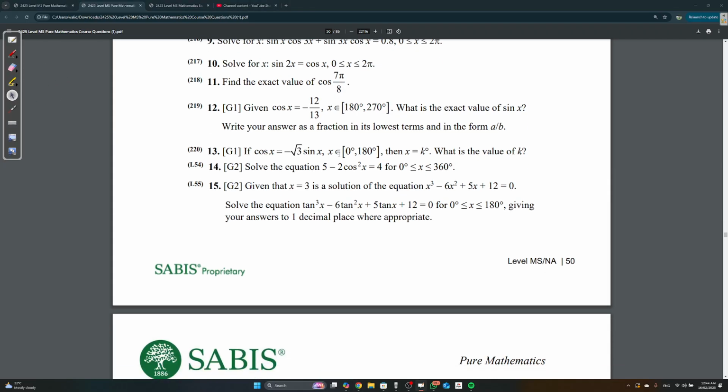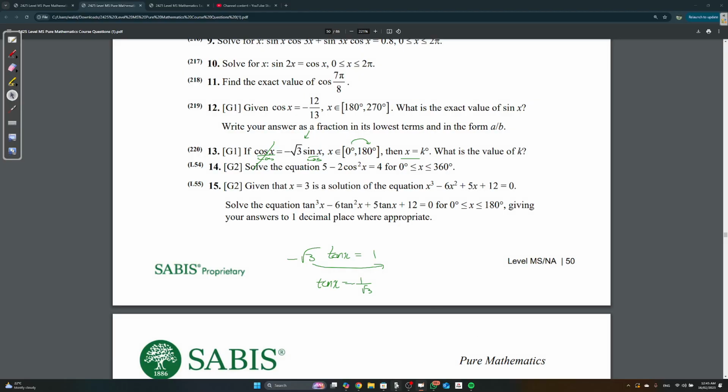Question 13. If cosine x is equal to negative root 3 sine x, in between 0 and 180, then x is equal to k degrees. Ah, yeah, this was in the quiz. Okay, it's very easy. You can do this whatever way you want. The easiest way for me is I divide by cosine on both sides. This cancels. You're gonna get negative root 3 tan x is equal to 1. Take it to the other side. You're gonna get tan x is equal to negative 1 over root 3.